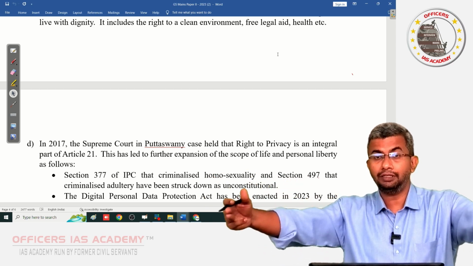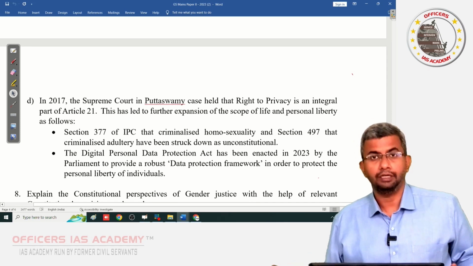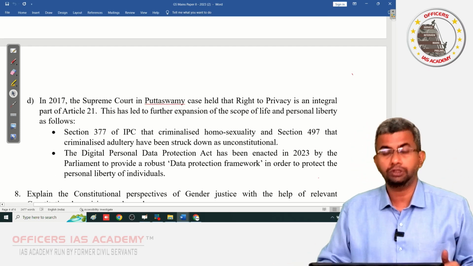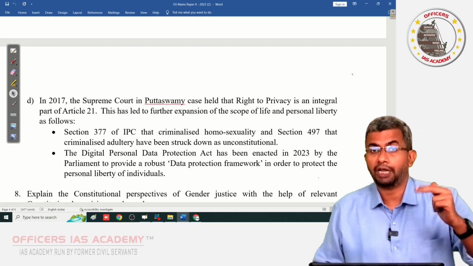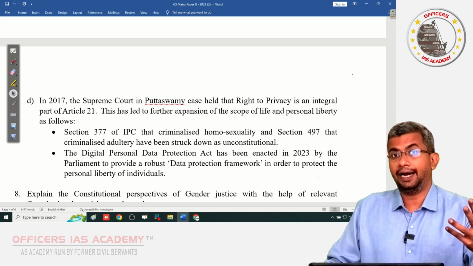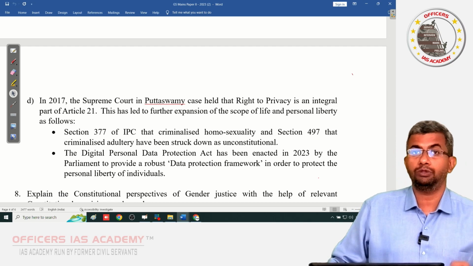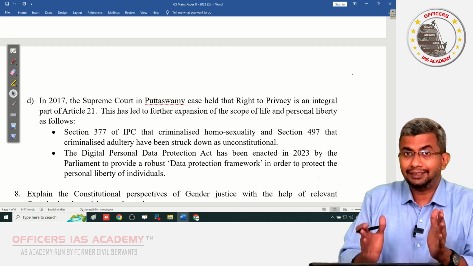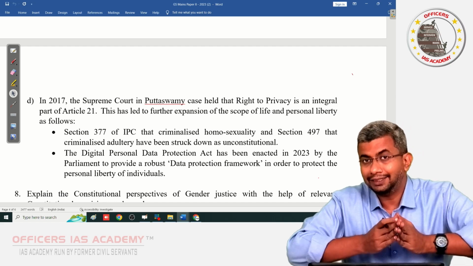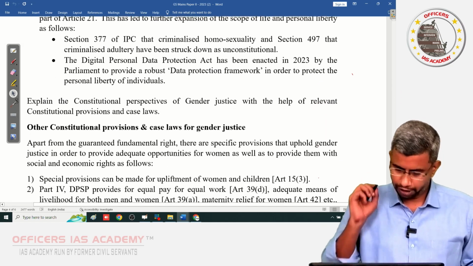And this privacy judgment, what all has it expanded? Section 377, which criminalized homosexuality, and Section 497, which criminalized adultery, have been struck down on the grounds that they violate the right to privacy. Right? The Digital Personal Data Protection Act, the DPDP Act, has been passed in 2023 to protect the privacy of individuals and the data of individuals. Thus, the scope and horizon of right to life and personal liberty has expanded over a period of time based on the interpretation of the Constitution.